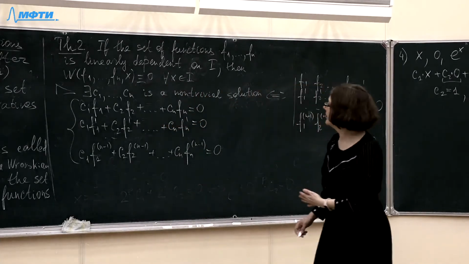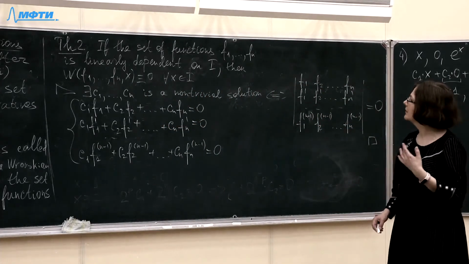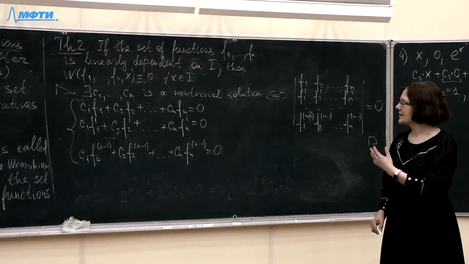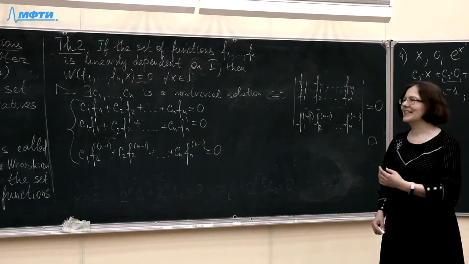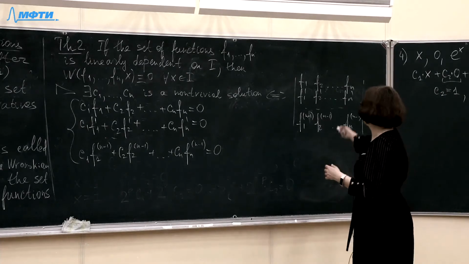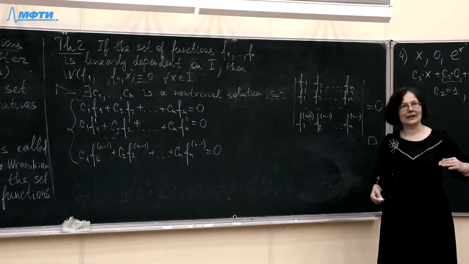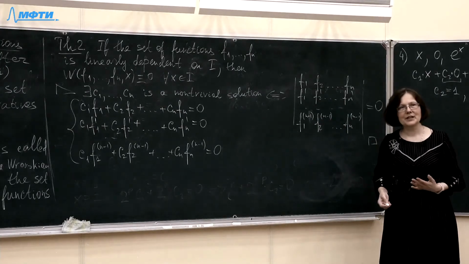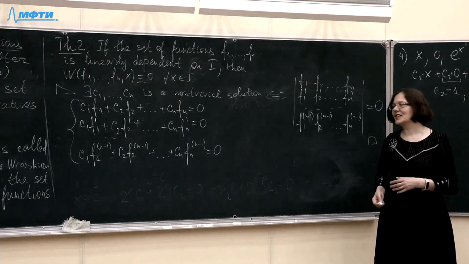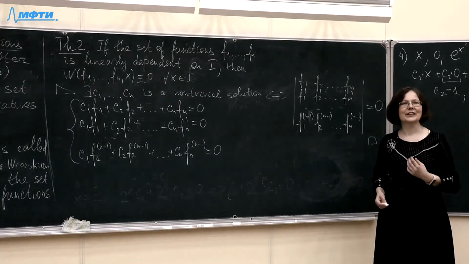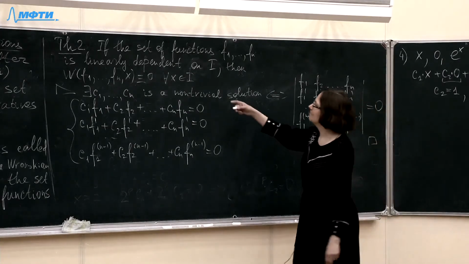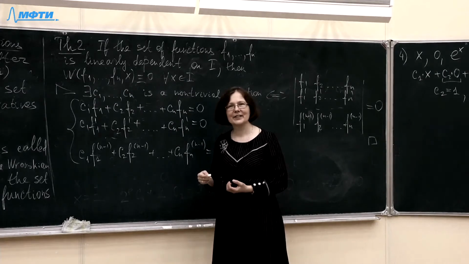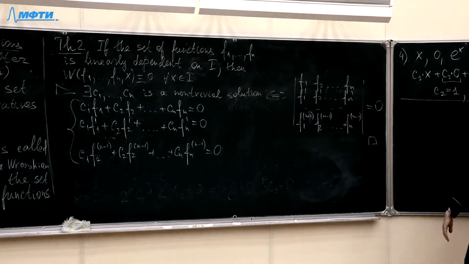Unfortunately, this is only the necessary condition for being linearly dependent. So this theorem works as follows. Given n functions, we can compute the Wronskian for them. If the Wronskian is not 0 at some point, then it follows that these functions are linearly independent. So this is the logic.